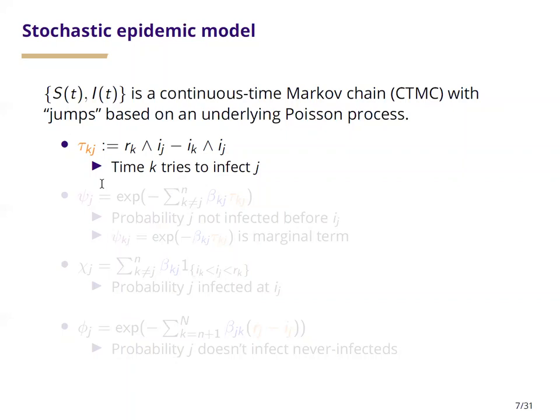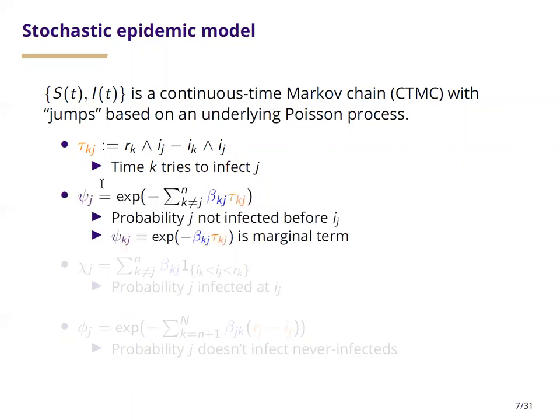Next, I'll introduce some shorthand probability statements. So we have psi j. This is the probability that J is not infected before infection time ij. And if we look at this form of the exponential function and recall properties of exponential, we can see a psi kj, a marginal term for the before infection probabilities. Throughout, I'll be using in violet these before infection probabilities psi. These will be important as we'll try and approximate these values.